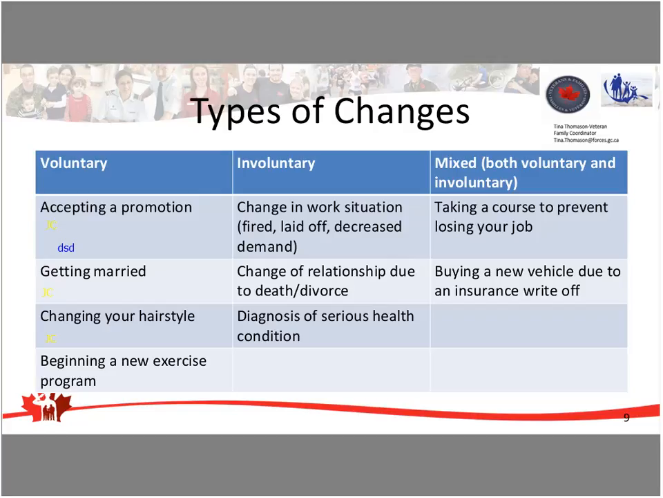Involuntary: a change in work situation, like being fired, laid off, decreased demand; change of relationship due to death or divorce; diagnosis of a serious health condition. And some examples of mixed type changes: taking a course to prevent losing your job, or buying a new vehicle due to an insurance write-off. So just some more examples of different types of changes.